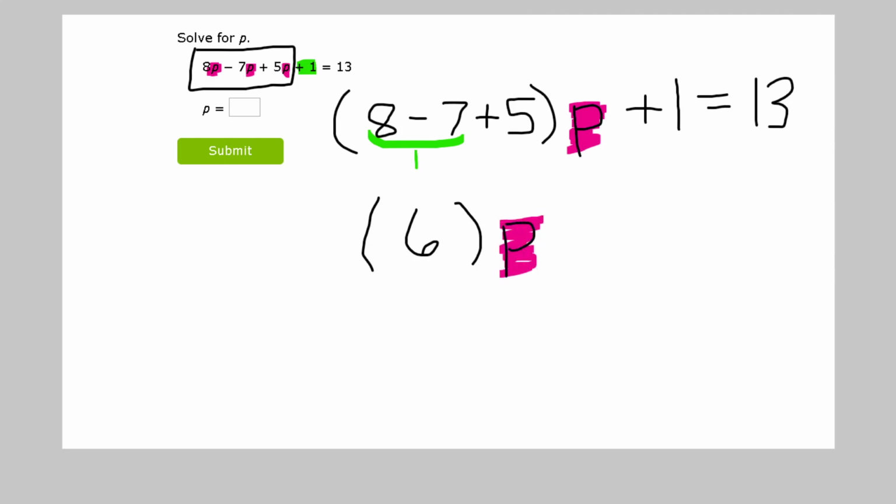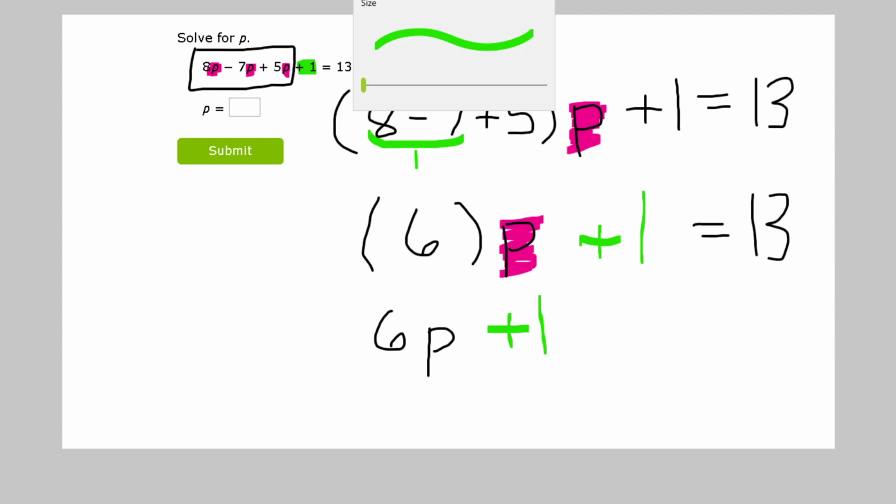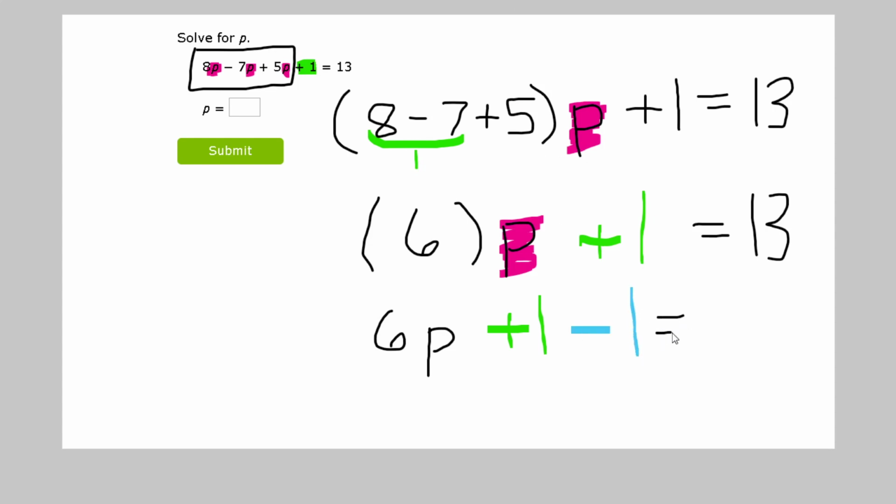Plus 1, and we still have that plus 1 there. And we know this is equal to 13. So we could just rewrite this as 6p. And then we have plus 1, but we want to get rid of that. So again, you would subtract this away. Then we'd subtract 1 away from the other side.